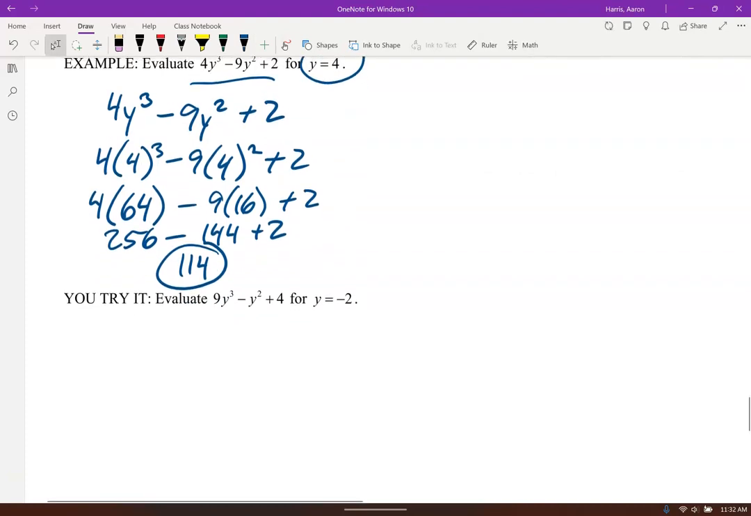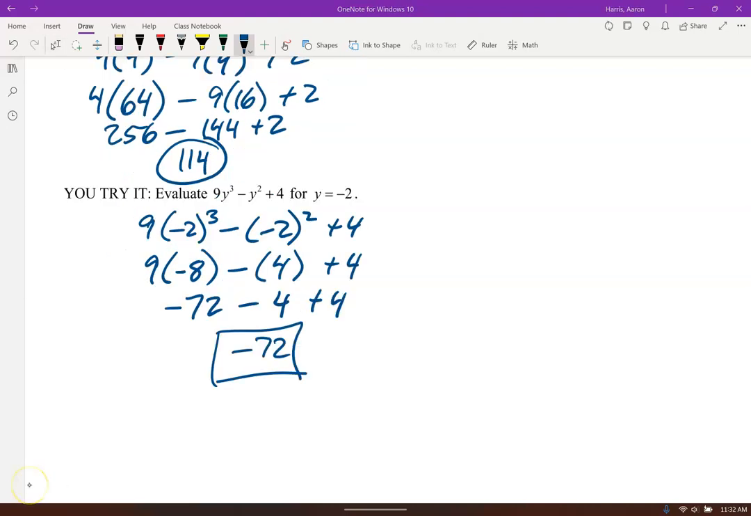And finally, let's go ahead and pause it. And you can work this one. Check this one. Go ahead, check your work on that one.